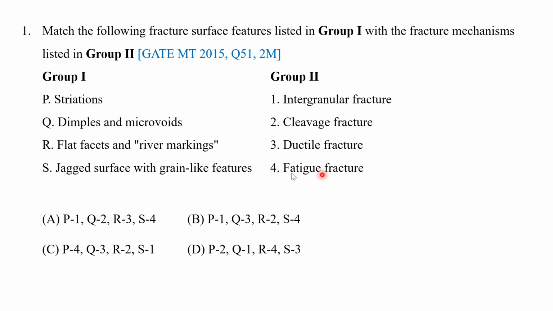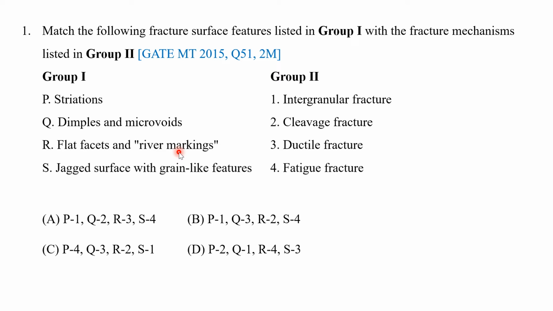So B will go with 4. Dimples and microvoids we had discussed in the first case. That occurs in what kind of failure? Ductile failure, ductile fracture. Therefore, Q will be 3. Next is flat facets and river markings. Flat facets mean that it will be brittle fracture. In brittle fracture, river markings mean that it will be the case of transgranular cleavage fracture.